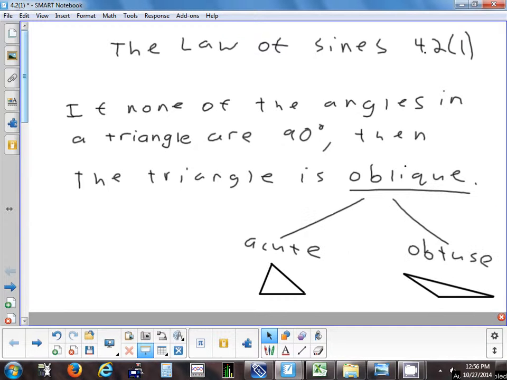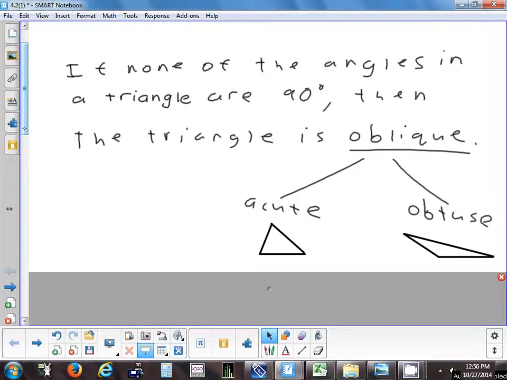And an obtuse. In an obtuse triangle, you have one angle that's bigger than 90. Can you have more than one angle bigger than 90? No. Because the angles have to add up to what? 180. And if you had two angles, both bigger than 90, that would be more than 180.